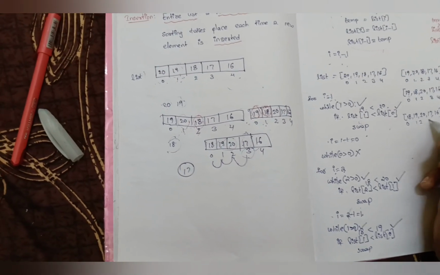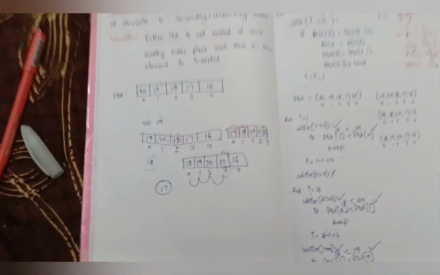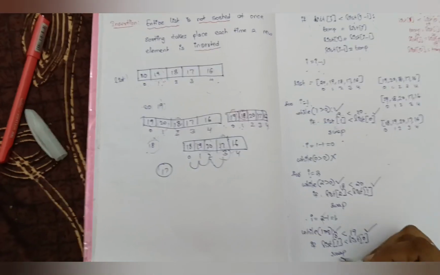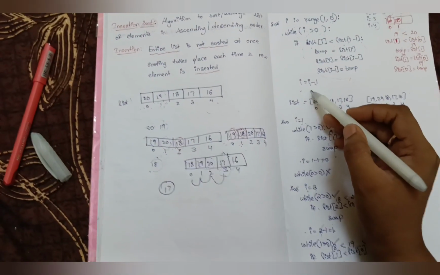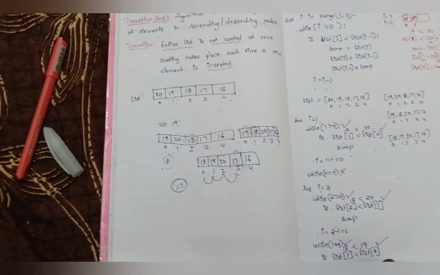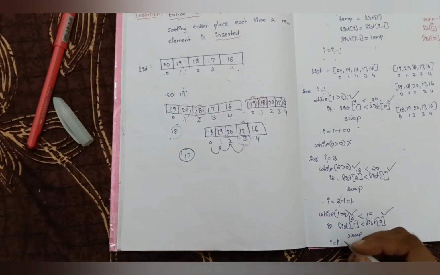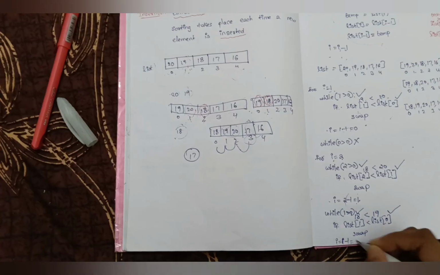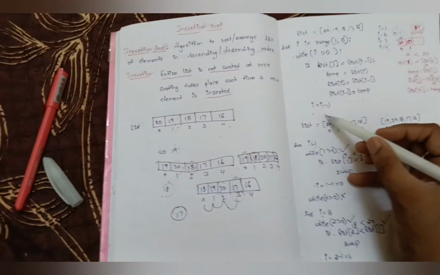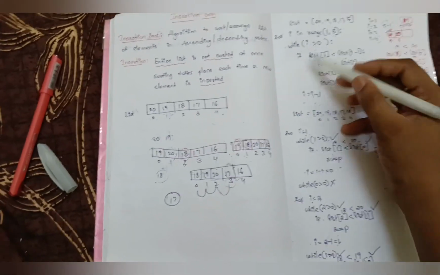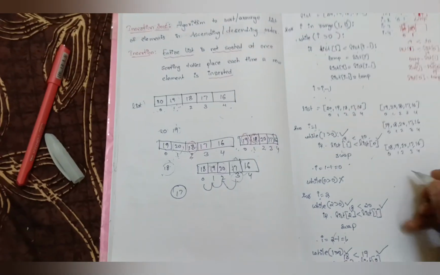Indices 0, 1, 2, 3, 4. Now again we have to decrement the I value. I is equal to I minus 1. Currently I is 1, 1 minus 1, that is 0. After decrementing we have to check the condition of the while loop.